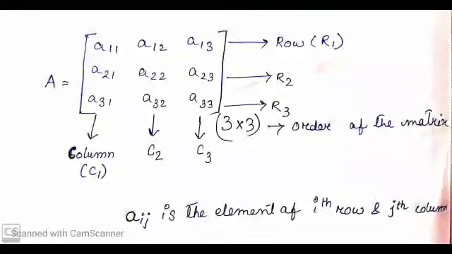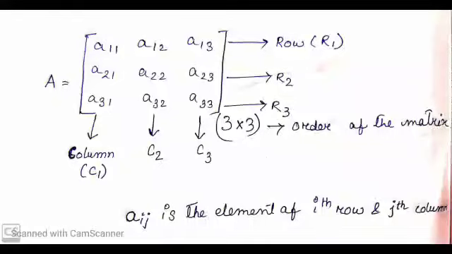See, Aij is the element of the ith row and jth column. So whenever we say A12, we can understand that A12 is the element of the first row, second column. In this way, if we say A23, this is the element of the second row, third column. And here I have written a 3 by 3 order of the matrix. How many rows are there? There are 3 rows. And how many columns are there? There are 3 columns. So the order of the matrix will be 3 by 3.